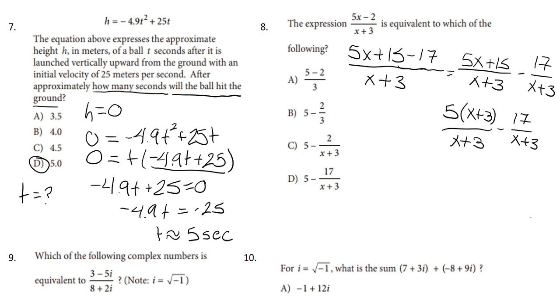For the fraction on the left, we can cancel the x plus 3, and we're left with 5 minus 17 over x plus 3. And if we look at our answer choices, this is answer choice D.